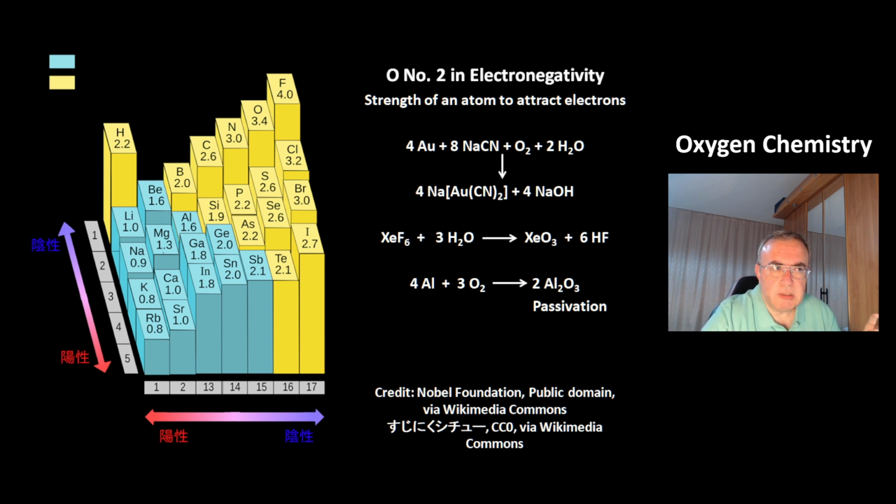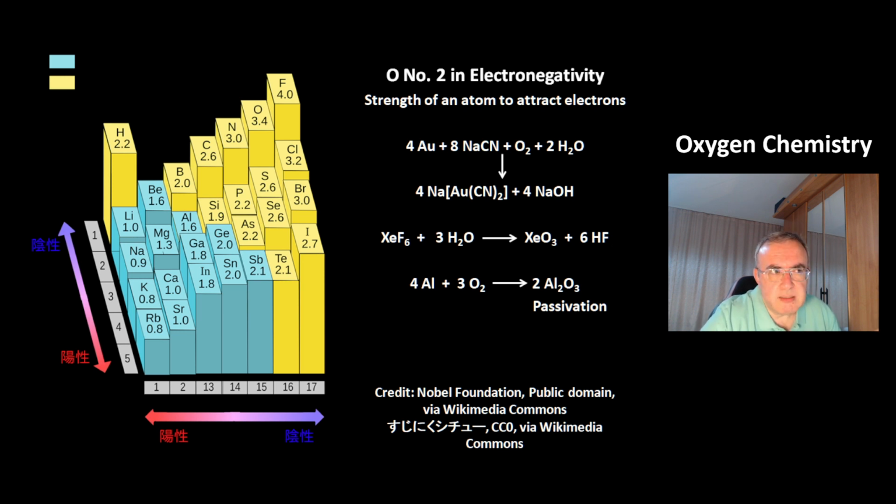Second example is the reaction of xenon hexafluoride, which can be made from xenon and fluorine, with water. That gives you the oxygen compound xenon trioxide plus hydrogen fluoride as byproduct.